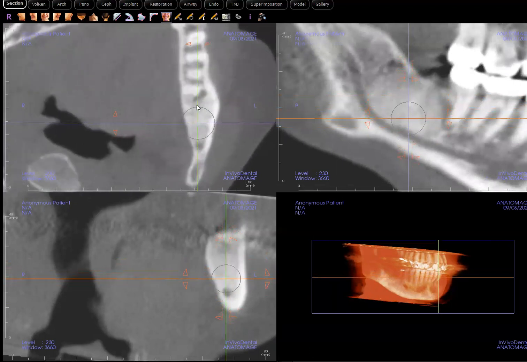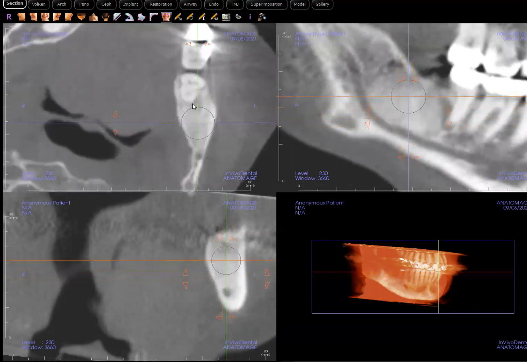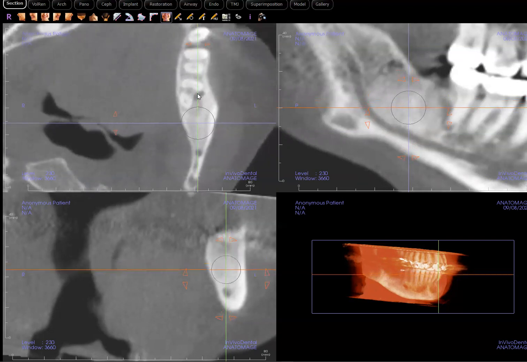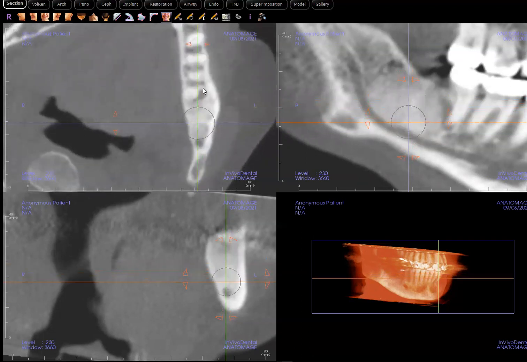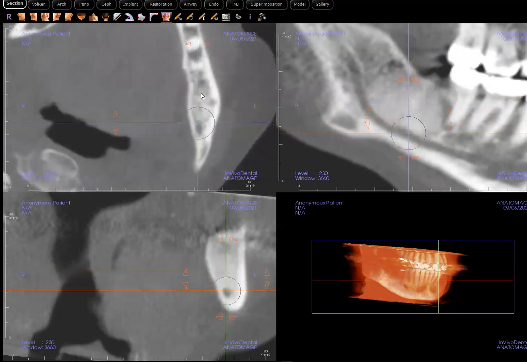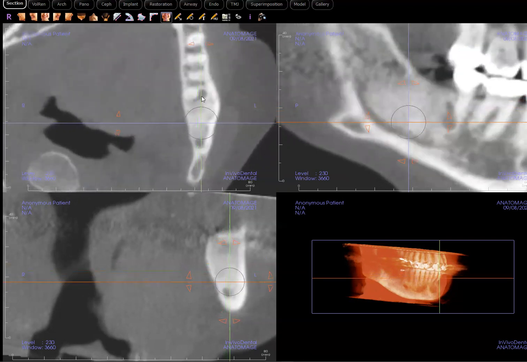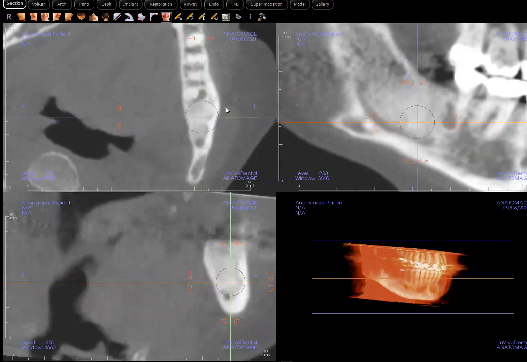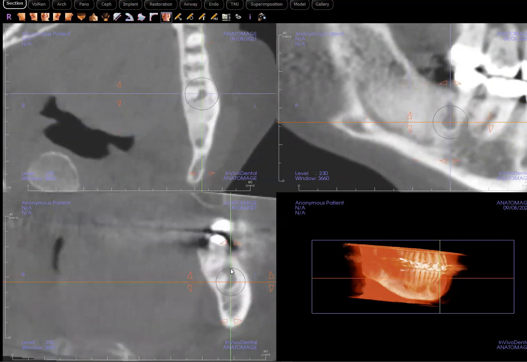A well-corticated radiolucency. It extends from the distal aspect of number 18 and wraps around the buccal aspect of the distal root and also the buccal aspect of the mesial root as well. That's what we see in this sagittal view. And again, no evidence of root resorption, right? Let's look at it right here.